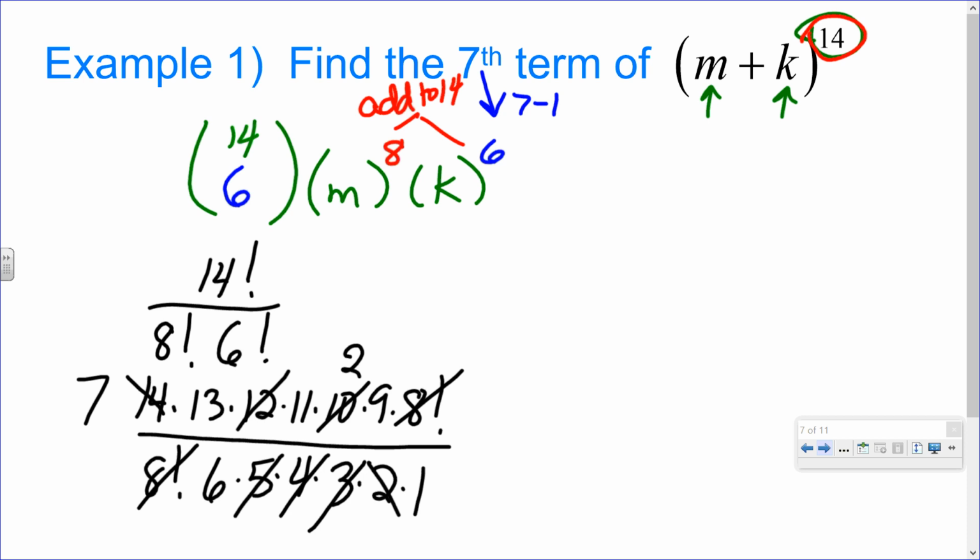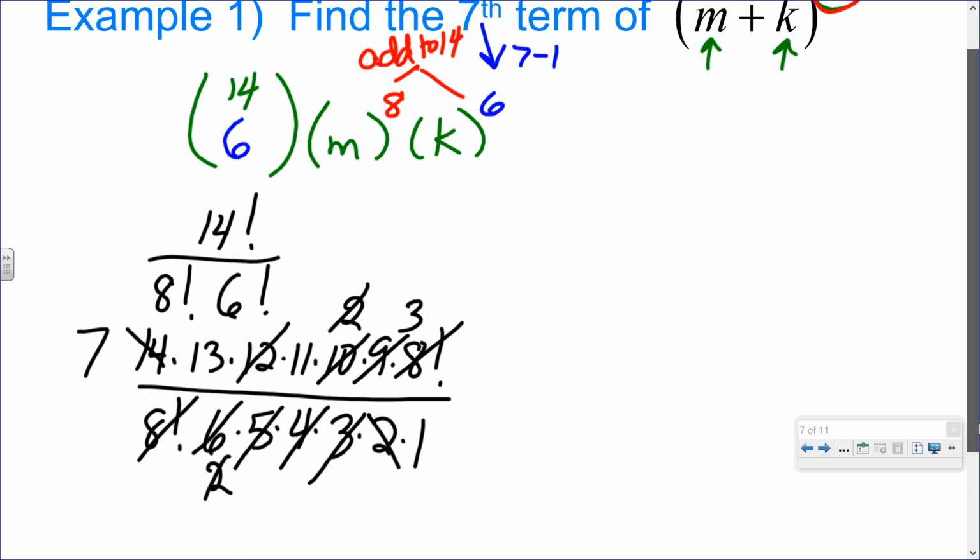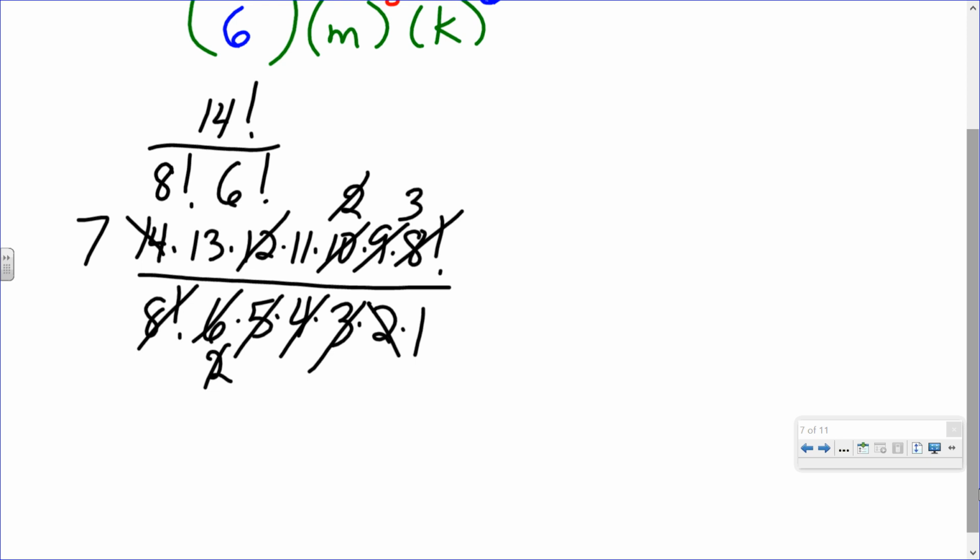9 over 6, if I divide both of those by 3, I will have a 3 and a 2, and then these 2's cancel. So what does that leave me with? 7, 13, 11, and 3. And everything in the denominator has canceled.